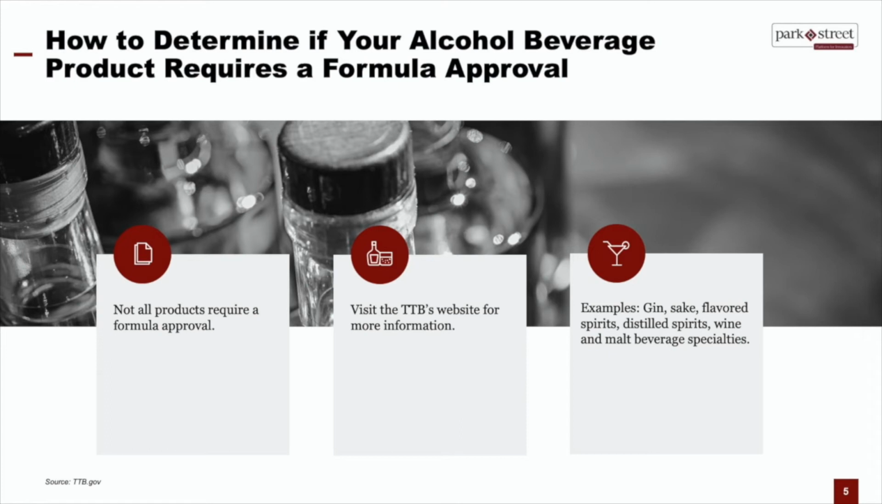Some examples of products that do require a formula are gin, sake, flavored spirits, distilled spirit specialties, wine specialties other than standard wine products, and malt beverage specialties. Essentially, if you have a product that is outside of the TTB's definition of what their standard product is, and it seems to be very unique, it will very likely need a formula.